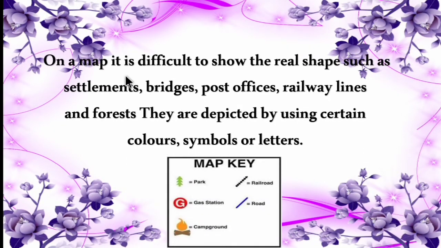On a map, it is difficult to show the real shape of things such as settlements, bridges, post offices, railway lines and forests, so they are depicted using certain colors, symbols or letters. We can't draw the original post office or forest or bridge on the map, so we provide some symbols. A bridge is shown by some horizontal and vertical lines, a lake by some blue color representation. To represent the physical features we use symbols, and those are called conventional symbols.